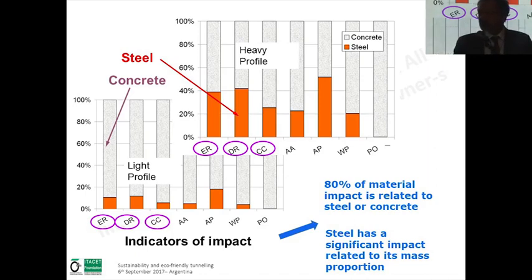If we go into the support part, we see in this case a comparison between the light profile and the heavy one. In the light profile, the part of the steel in orange is far smaller compared with the concrete. If we go to the heavy profile, of course, the part grows and becomes more important. There is no surprise about that. But what is surprising is that steel has a very significant impact related to its mass proportion. Even if it's only a small part of the support, in the impact it is a very strong part of the global impact. Steel, of course, is very impactful in the approach.